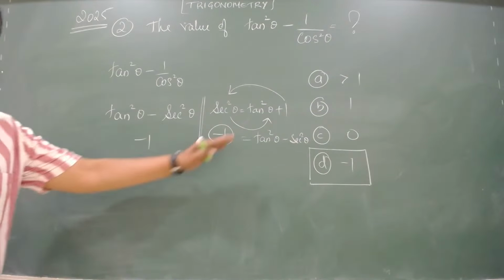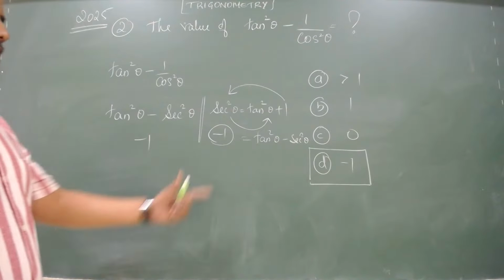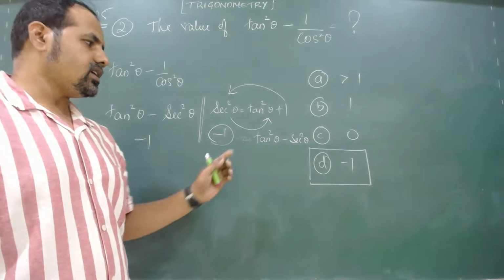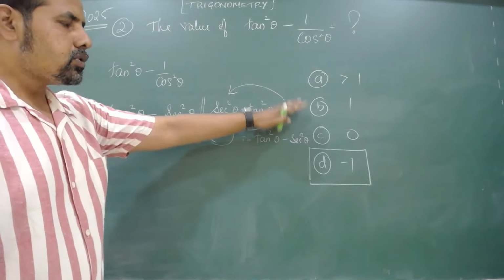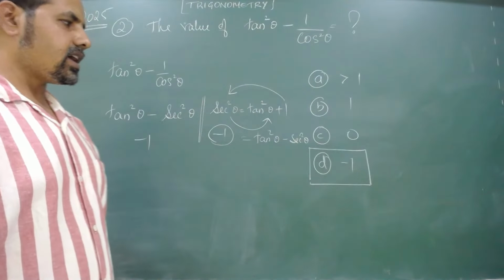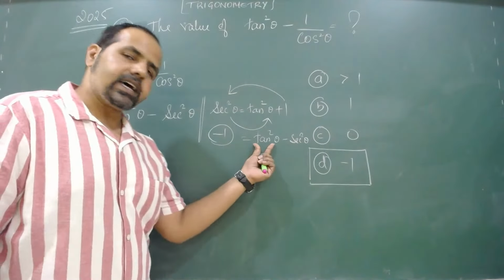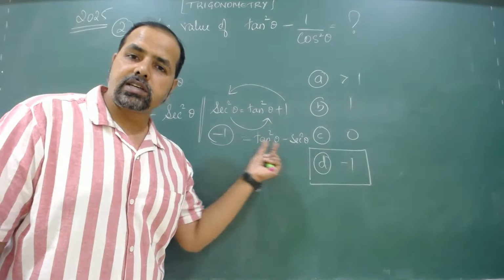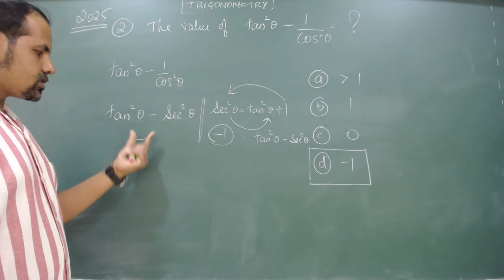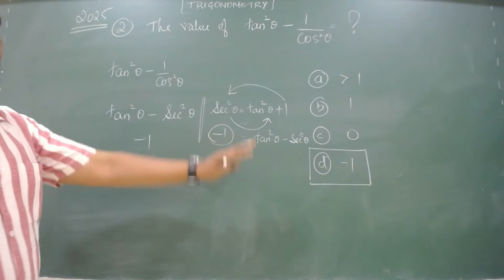Again, it's an MCQ question. I have written the identity over here: sec square theta is equal to 1 plus tan square theta. Transposing plus 1 towards the left side and sec square towards the right side, I get tan square theta minus sec square theta is equal to minus 1. Therefore, option D is the answer.